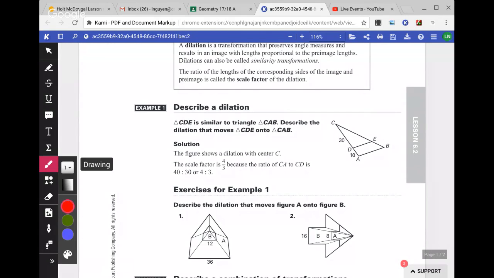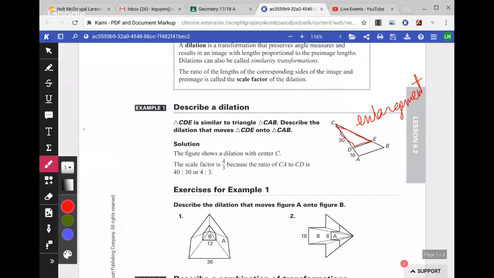So for this one, if it's going from CDE on to CAB, CDE is this one. Wow, that's squiggly, sorry. On to CAB, which is the larger one. So it's getting bigger, which is called an enlargement. And then that enlargement, you need a scale factor to tell how much bigger it got.